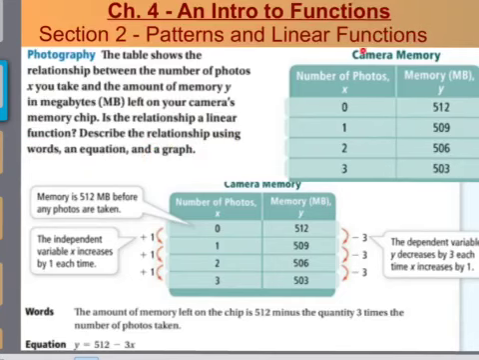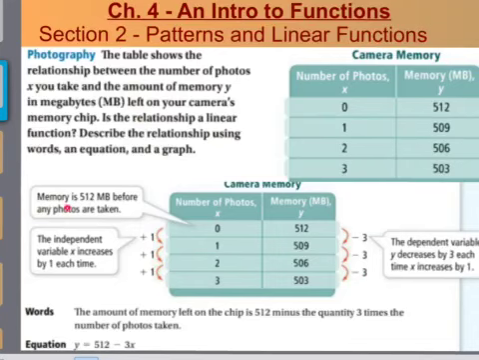So, we have the table here. The title is camera memory. Our x values are here, and our y values are here. They want to know first if the relationship is a linear function. Well, looking at the table, we can see that from 512 to 509, you subtract 3. From 509 to 506, you subtract 3. Each time you're subtracting 3 from the y values, you're adding 1 to the x values.